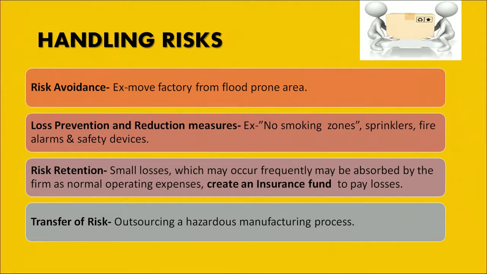The last technique for handling risk is transfer of risk. What we do in transfer of risk is basically like taking up an insurance plan where the risk is transferred from the insured or the customer to the insurer or the company. So here basically what you are doing is outsourcing a hazardous manufacturing process to someone else. So here the risk is borne by someone else, and it's quite obvious that when you're transferring risk, there will be a consideration or a fee which you would be paying to the insurer for bearing that risk.